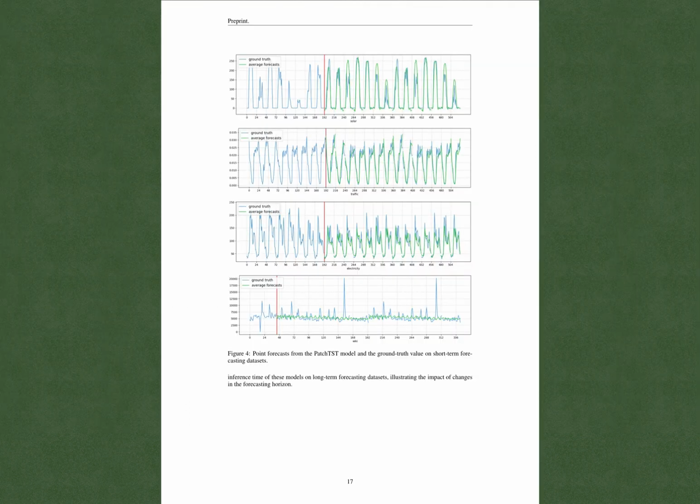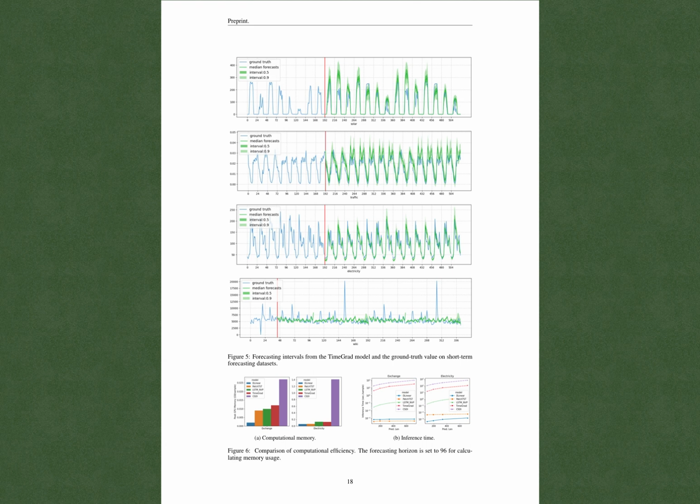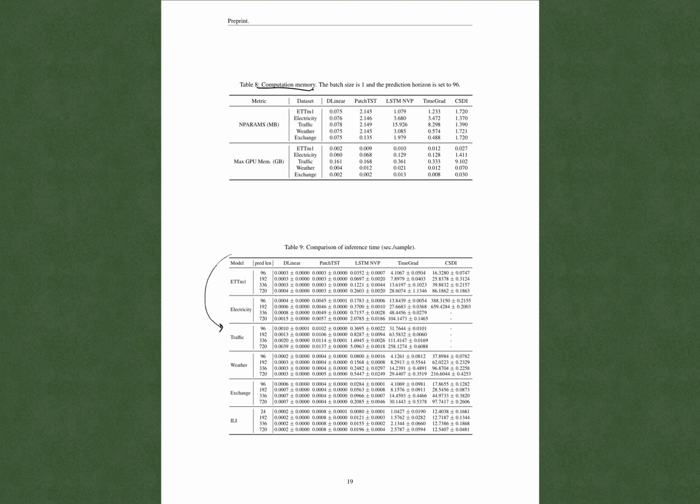In this figure, you have the point forecasts from the PatchTST methodology against the ground truth. You have some more graphics here demonstrating the forecasting intervals from the TimeGrad model, comparisons of the computational efficiency, and so on. In here, you have the computational memory, the number of parameters in megabyte, maximum GPU memory on these different methodologies, different data sets. You have the comparison of the inference time here.